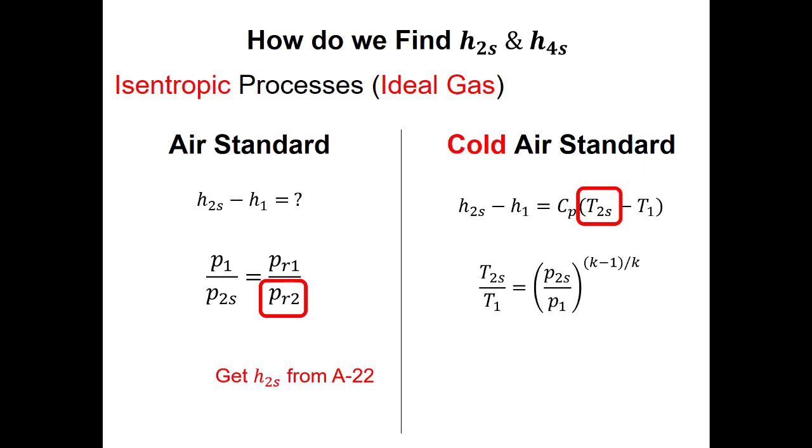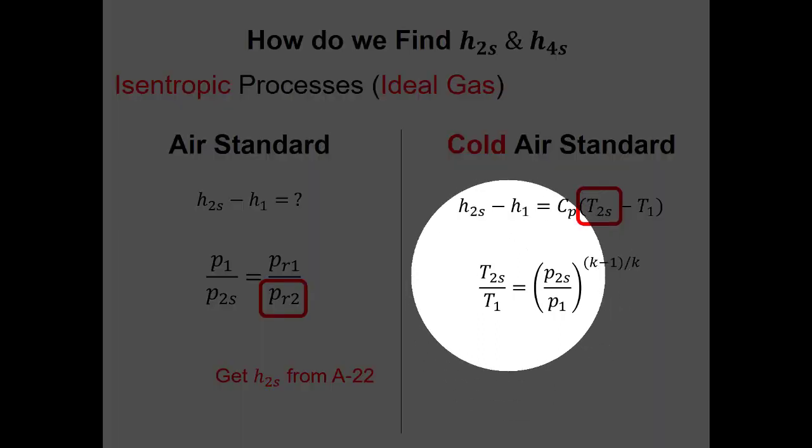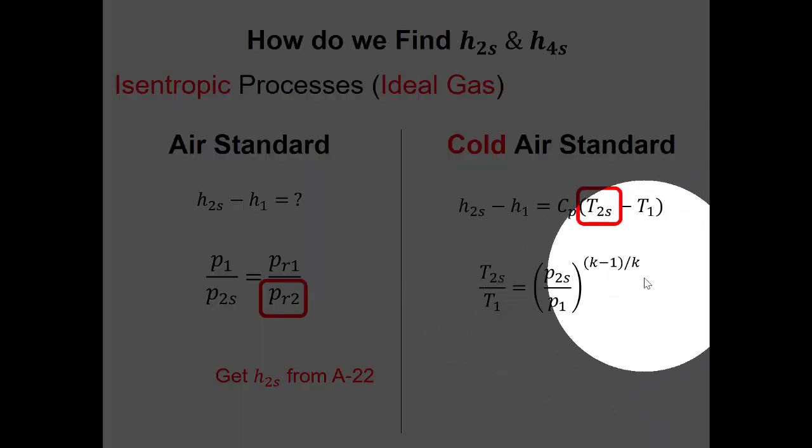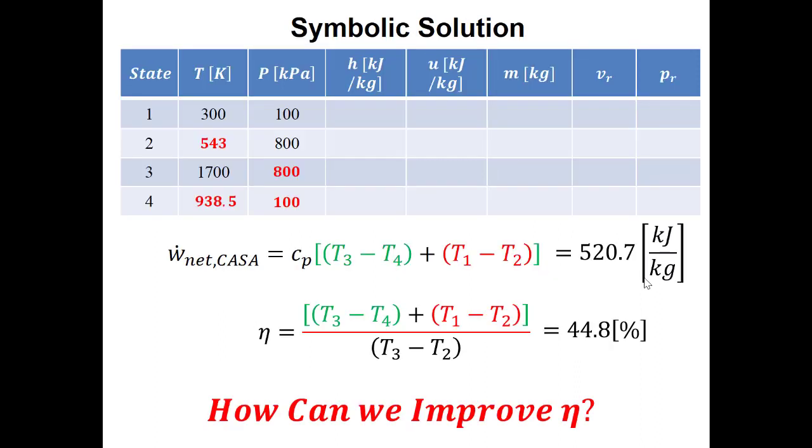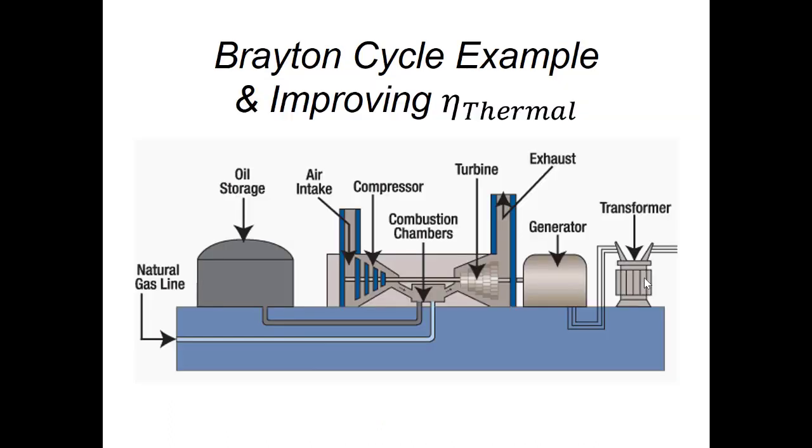And here, unlike with the internal combustion engines, we know the pressure ratios, not the volume ratios. So I look for the expression that has the ratio of temperatures and the ratio of pressures with K up in the exponent. When I do that, I can find T2S. And that's what we did last class in the example. We found the net work, but we also found an isentropic efficiency just under 45%. So now, just like when we looked at the Rankine cycle, it's reasonable to ask, how can we improve thermal efficiency? And that's the question we're going to try to answer in today's lecture.